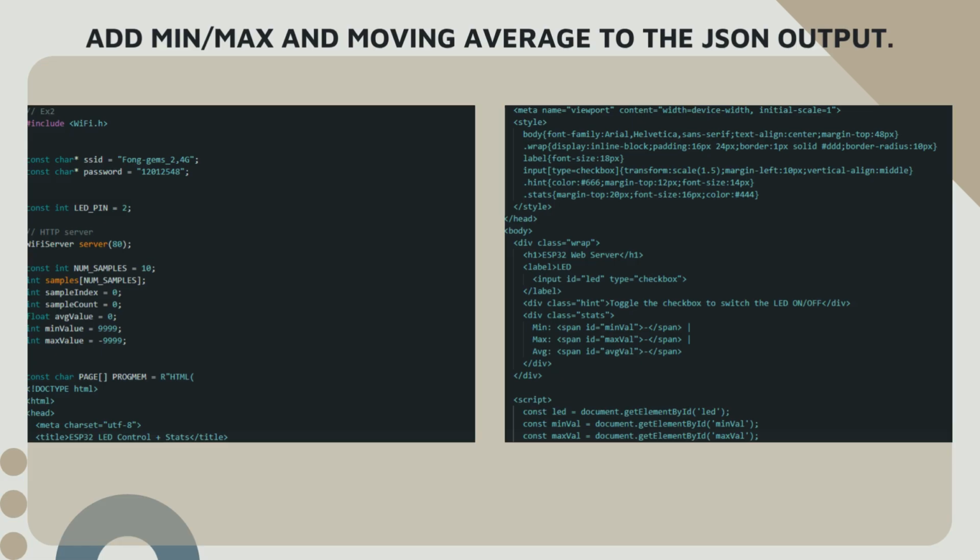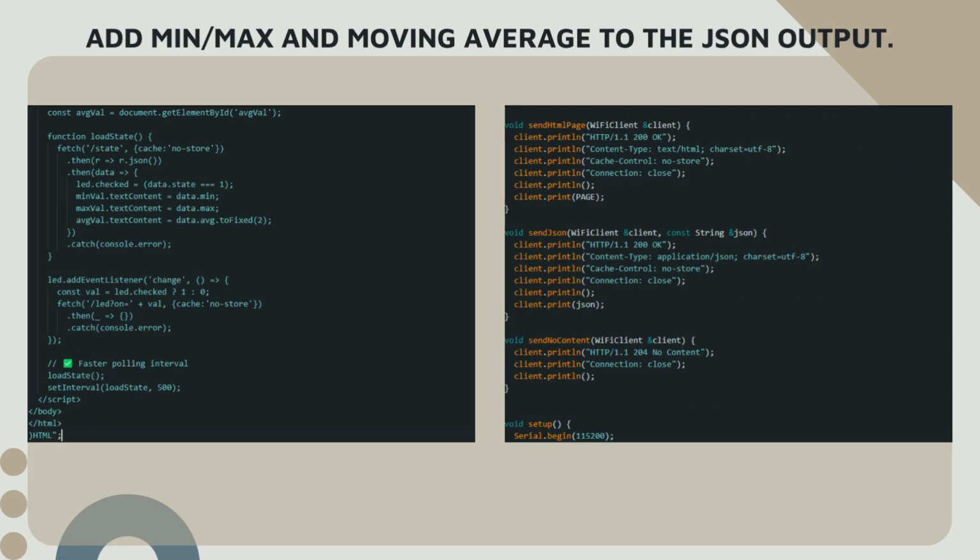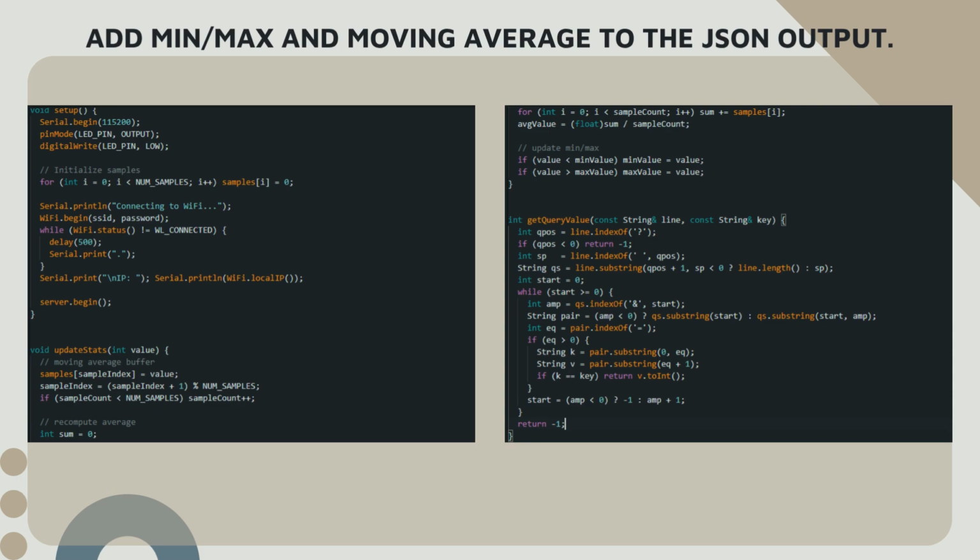For this one, the code changes a lot because we have to set the min value, max value and average value, and fix the HTML a little bit. In the code, as you can see, we have to compute the average too, and then update the min and max values from the server to the client.